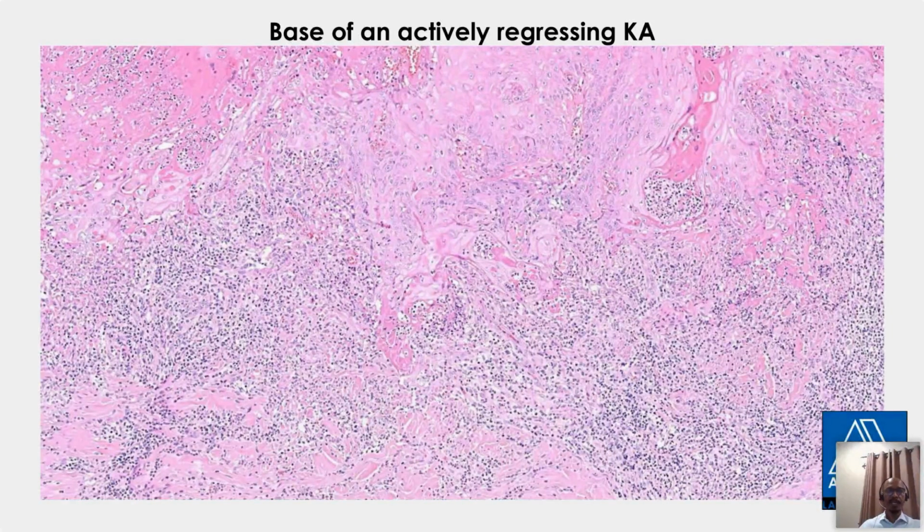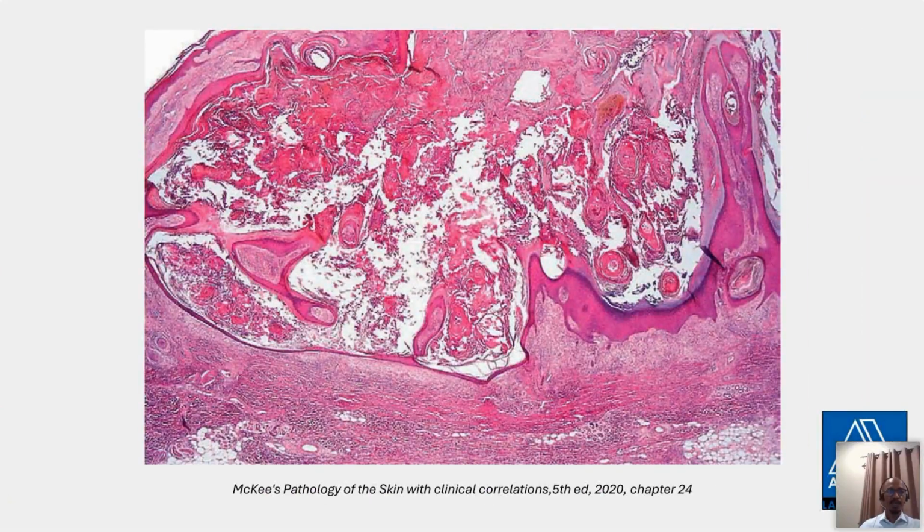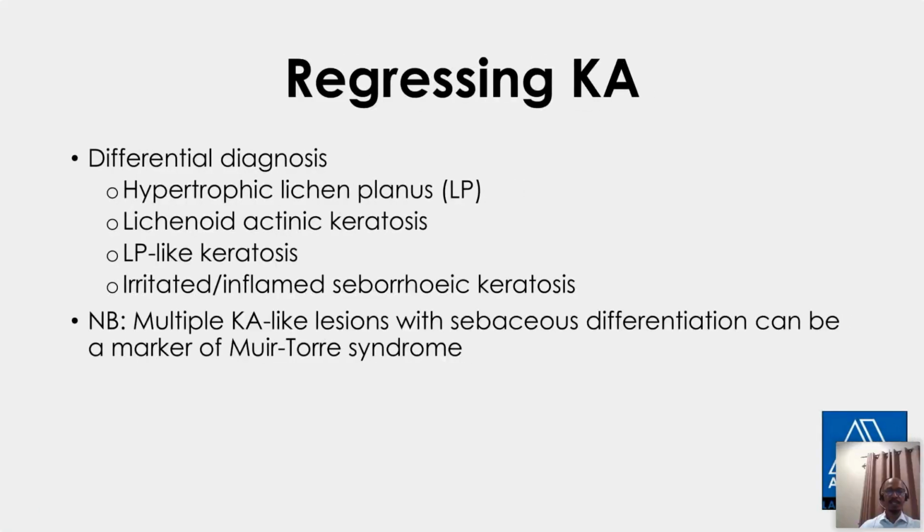At the bottom of regressing keratoacanthomas, you will actually see this dense mixed inflammatory infiltrate. And with advanced regression, you end up with a lesion that is not as endophytic as it was before, but there's prominent lipping at the periphery, and usually at the bottom there'll be fibrosis and inflammation. And with advanced regression, the lesions can end up looking a little bit flat and mimic lesions such as hypertrophic lichen planus, lichenoid actinic keratosis, lichen planus-like keratosis, irritated or inflamed seborrheic keratosis. They can all mimic KA showing advanced regression.